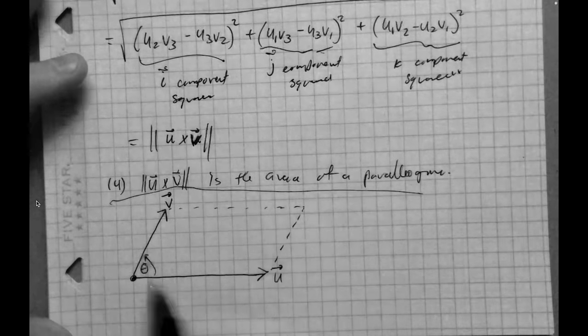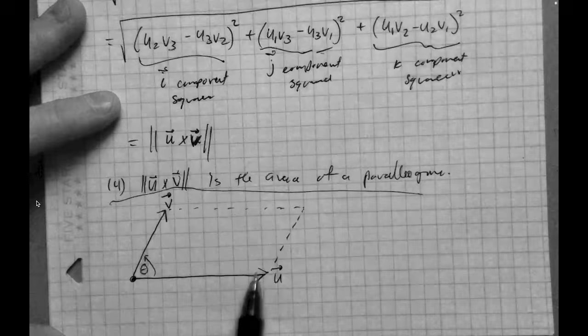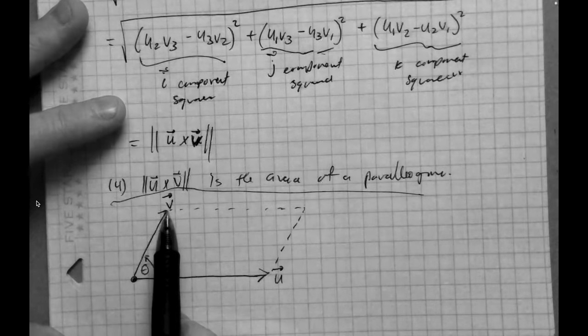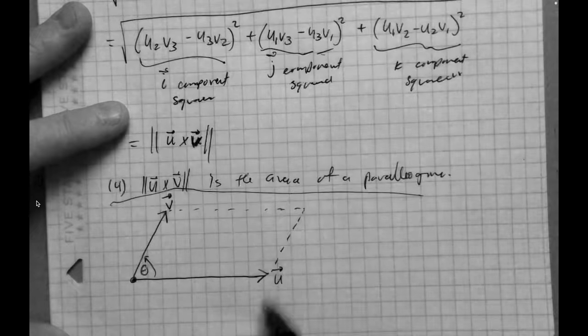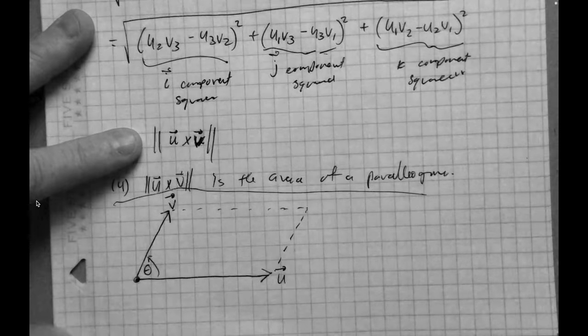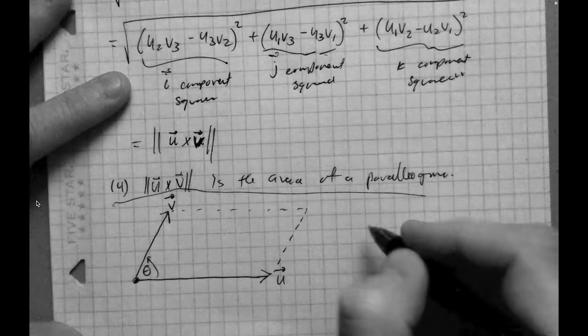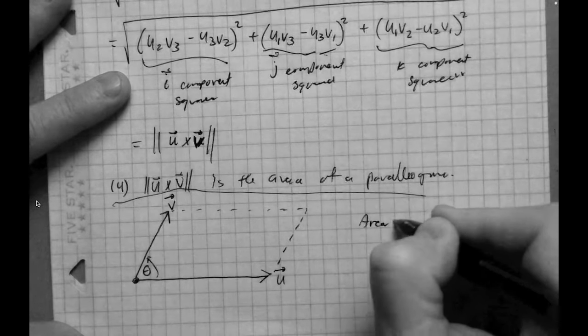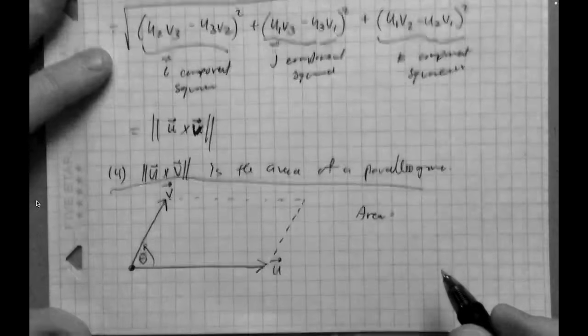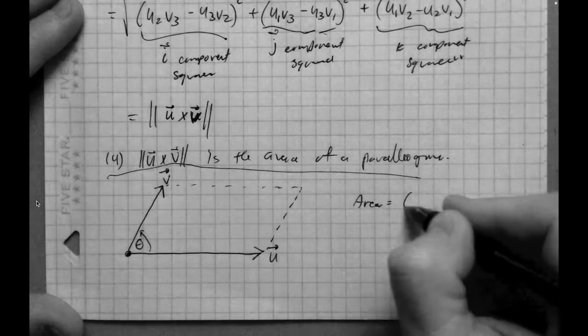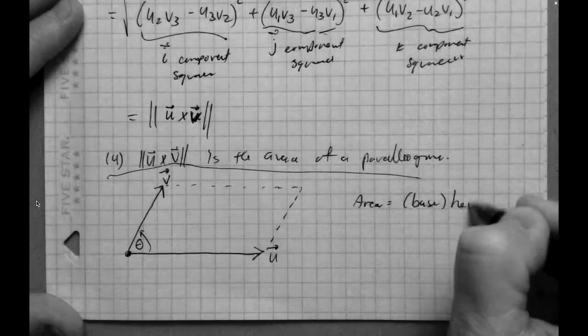So you could build a parallelogram off of this by taking u and putting the tail at v, and kind of drawing it out here. So this would imply a parallelogram, and so remember the area of a parallelogram? It's one of those really nice ones. It's basically the same as the area of a rectangle. It's base times height.